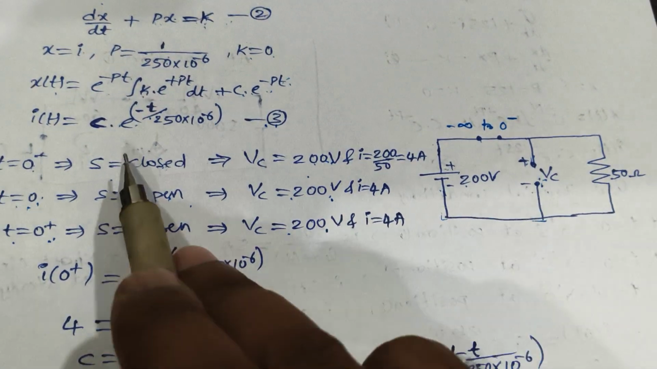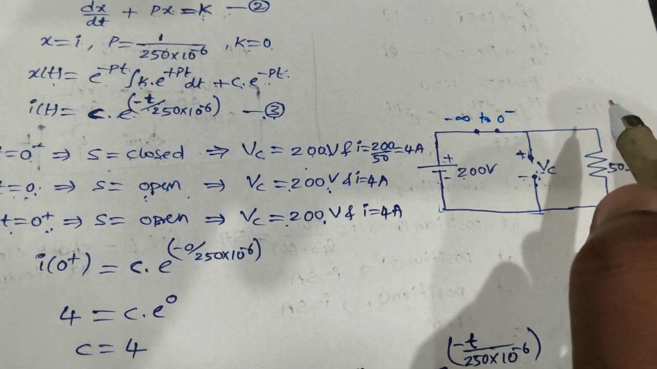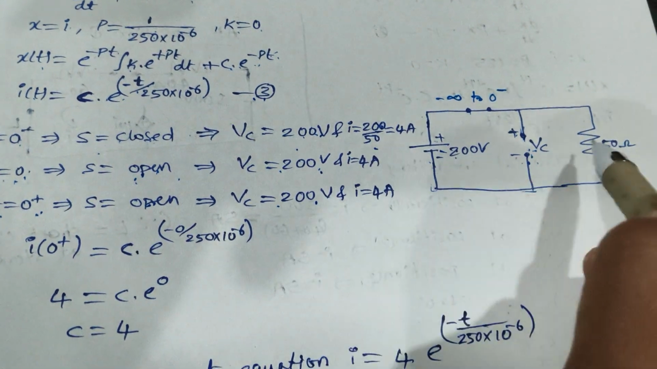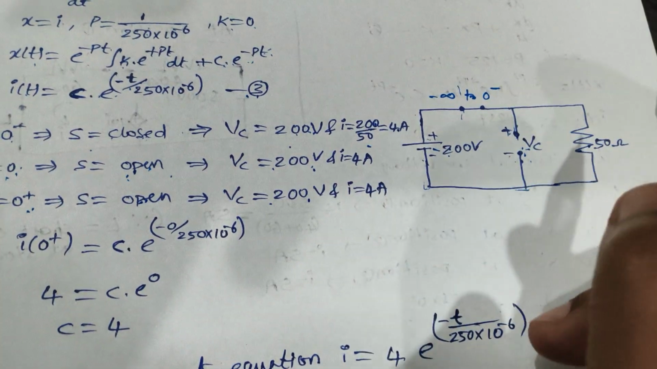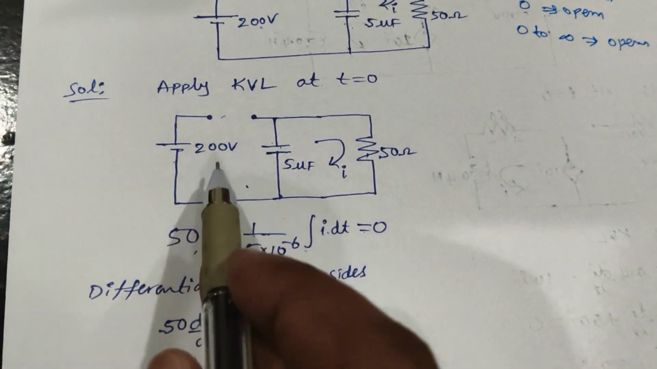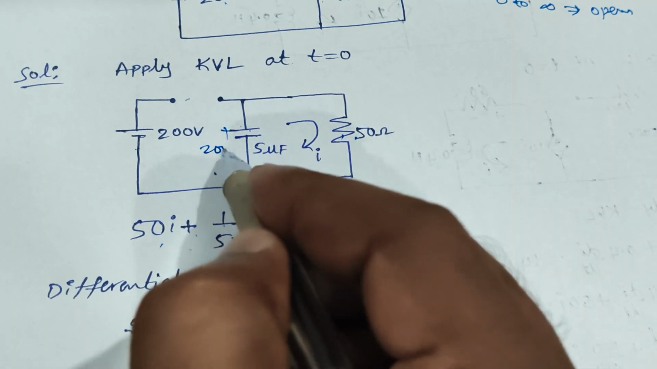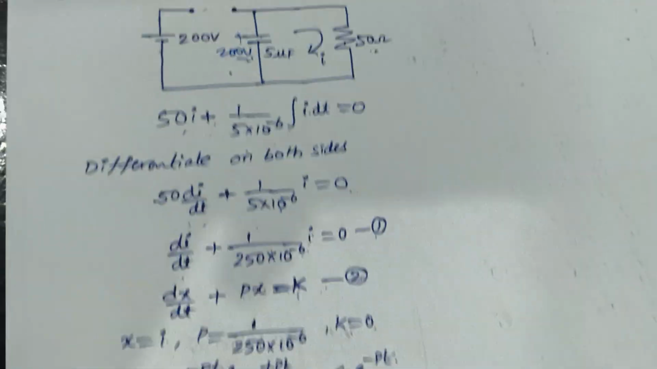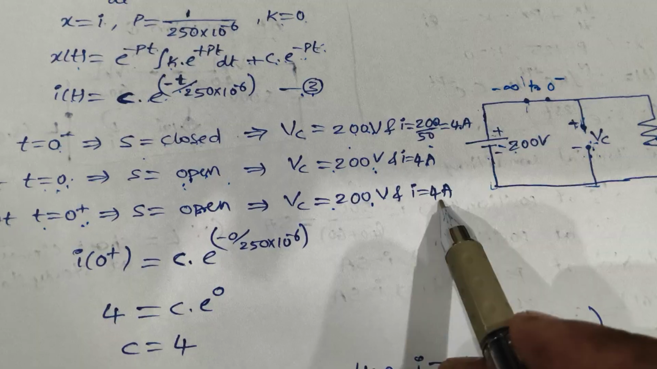What about the current when the switch is closed initially? As the capacitance is open circuit, the current is nothing but 200 divided by 50, voltage divided by resistance, that is equal to 4 amperes. When the switch is open, the voltage across the capacitance will be the same, again 200 volts. 200 volts by 50 is 4 amperes only. Even when the switch is open, the current is 4 amperes.